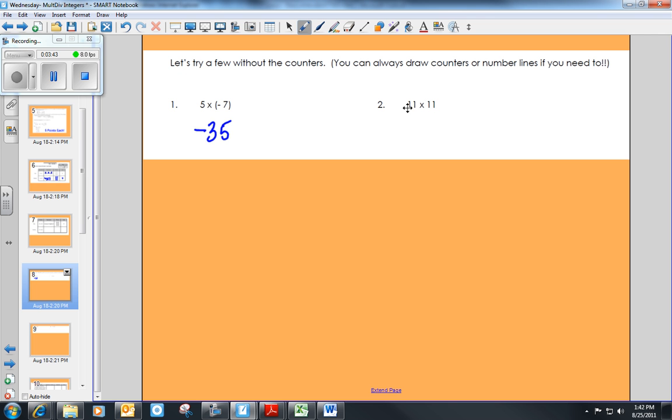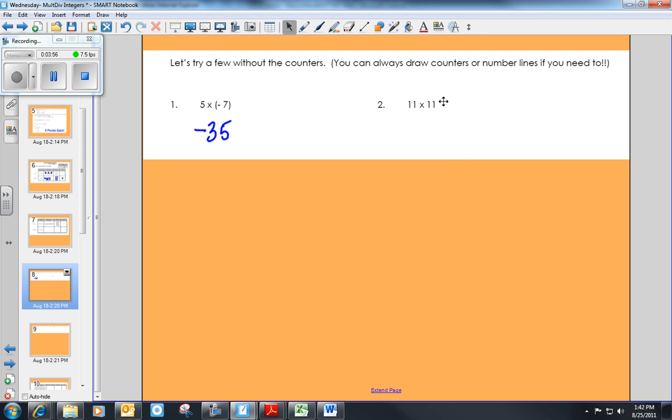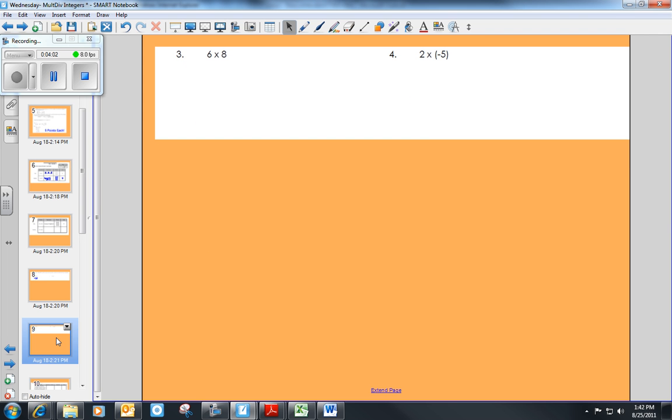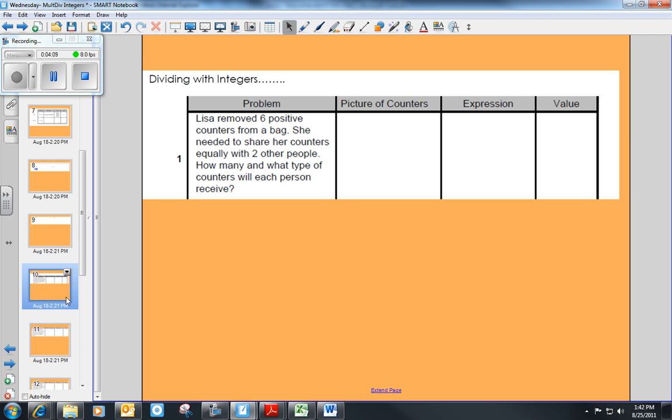And then on this other one, the next one, number 2, you have 11 times 11, so you have 2 positive numbers. And so you're going to have a positive answer. I'm going to go ahead and have you multiply that one. Do 3 and 4 on your own. And then let's talk about dividing with integers.